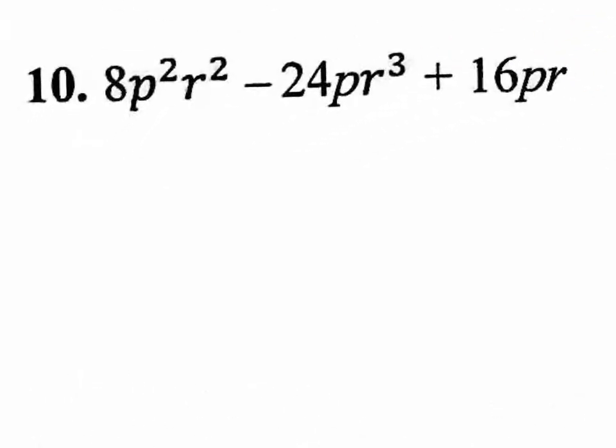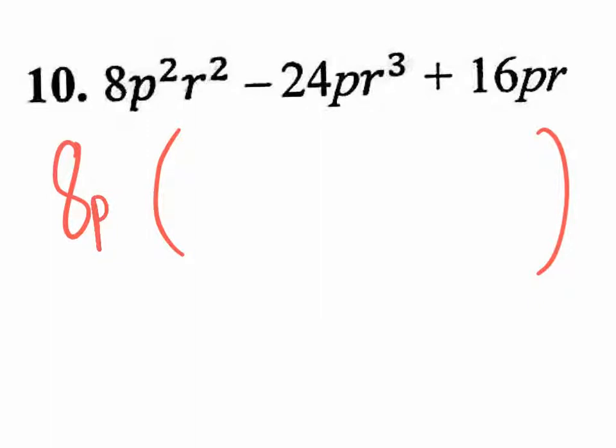Number 10. Parentheses. What's in common? 8, 24, and 16. 4? 8. 8 is the greatest value. So let's pull out the 8. How about those variables? Is there a P in all 3 terms? Yes. What's the greatest amount of P's that you could pull out from all 3 terms? 1. So 8P is our GCF so far. How about R's? 1R also. So 8PR is our GCF.